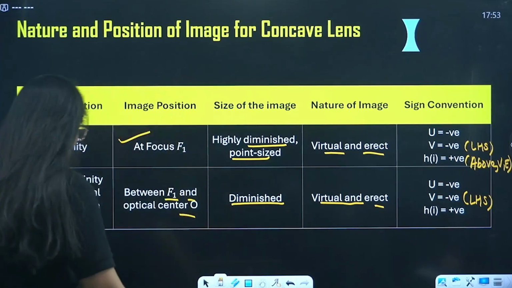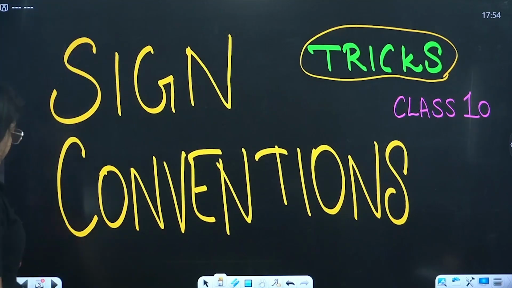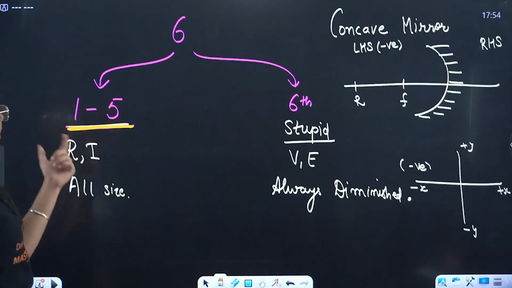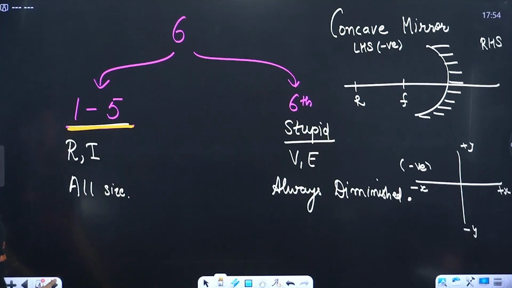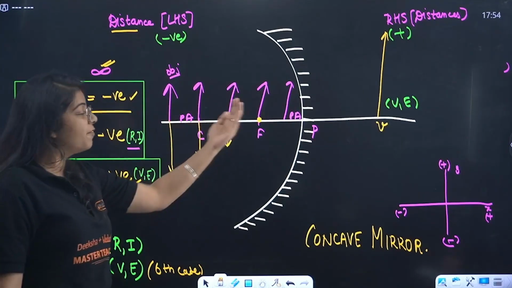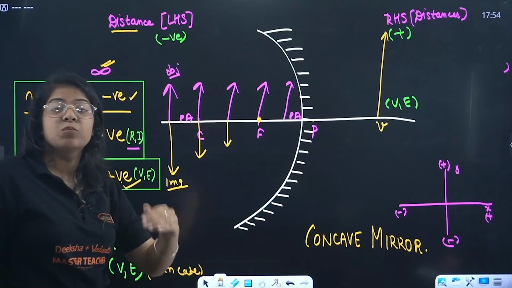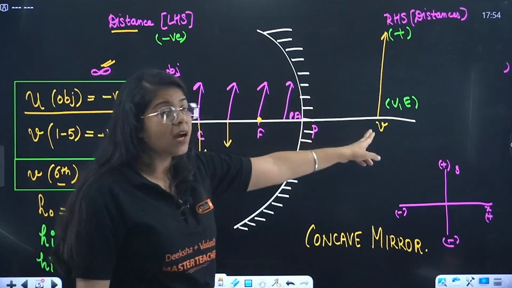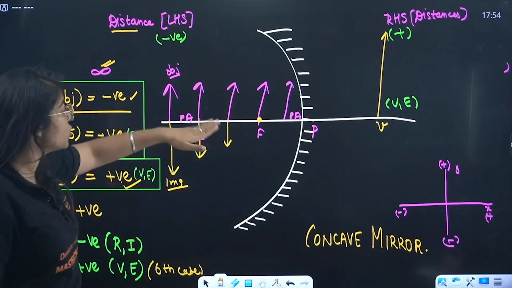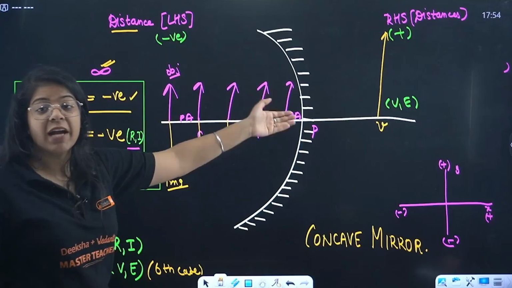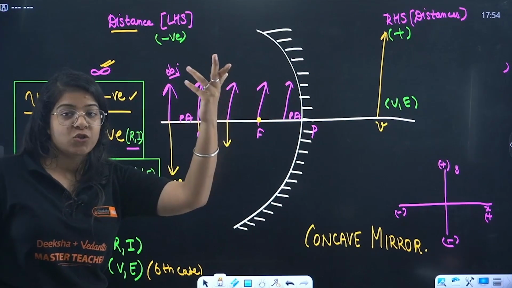We are done with 2 lenses, and I have given you so many tips. Now we have 6 cases: first 5 cases, real and inverted image; 6th case, a stupid case, virtual and erect image. In the first 5 cases, U and V are both on the left hand side, so their signs are both negative. In the 6th case, V is on the right hand side, right hand is your powerful hand, that is positive. Height of image above the principal axis positive, height of image below the principal axis is negative, below is real and inverted, above is virtual and erect.